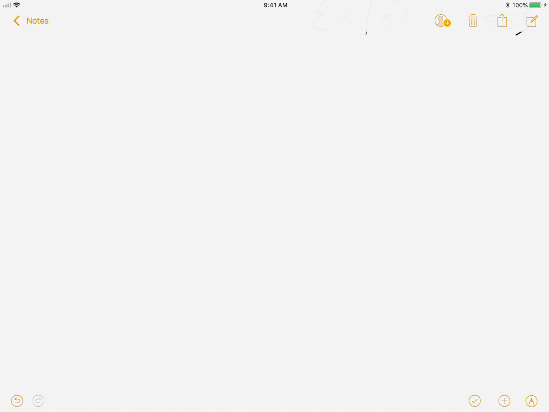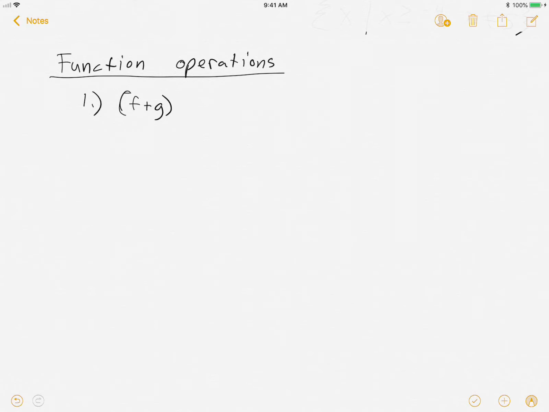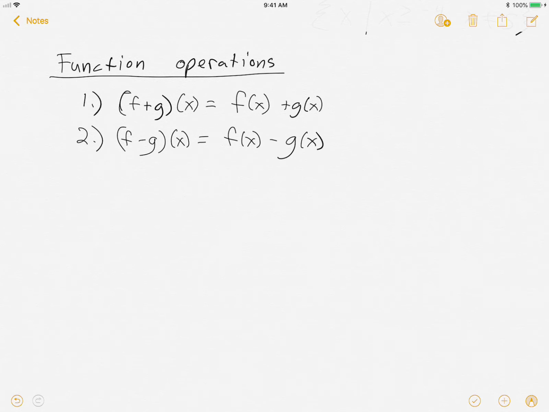Let's talk about different operations we can do with functions. We have our 4 operations: adding, subtracting, multiplying, and dividing. So let's see how they carry over with functions. They all carry over pretty well. Say you have f plus g of x. That notation is saying add the 2 functions, and it is simply just add those 2 functions. Say you have f minus g of x. That's going to be f of x minus g of x.